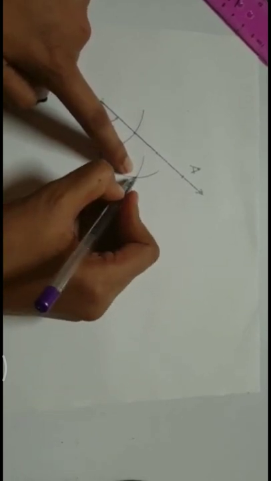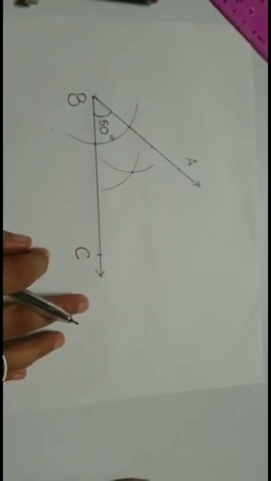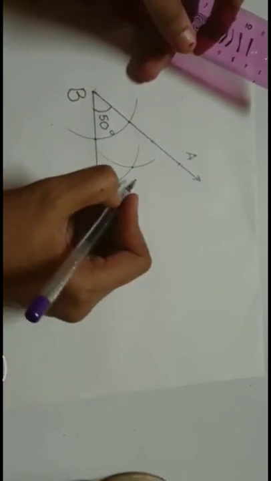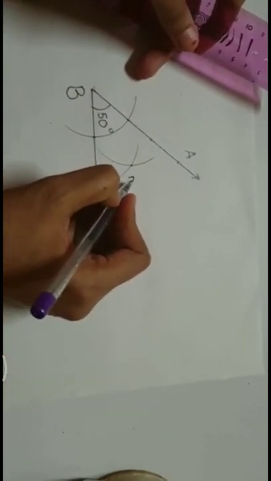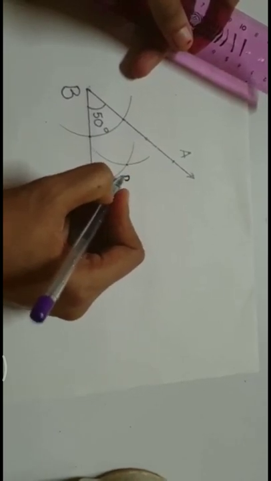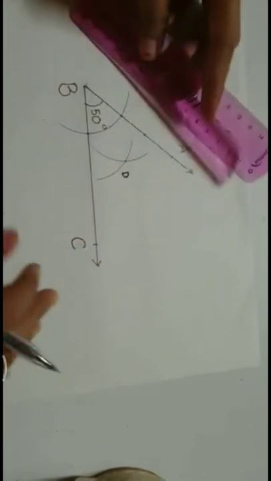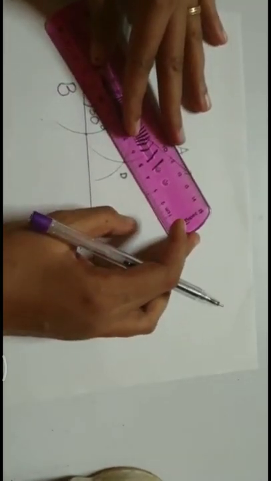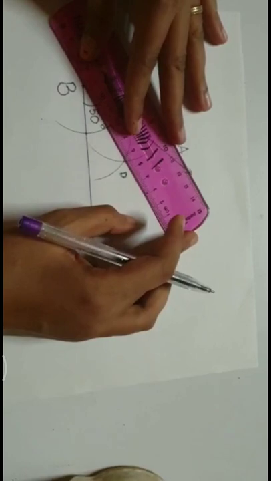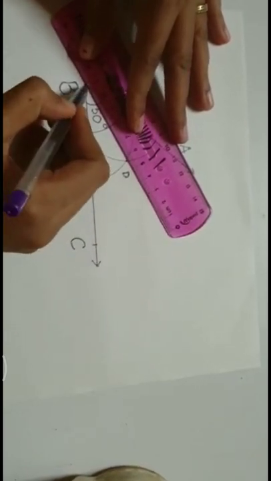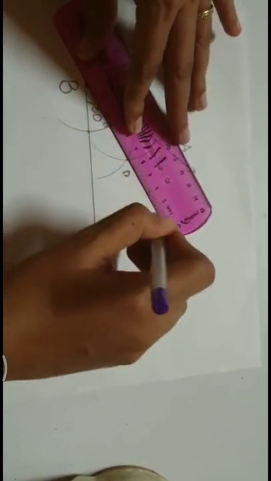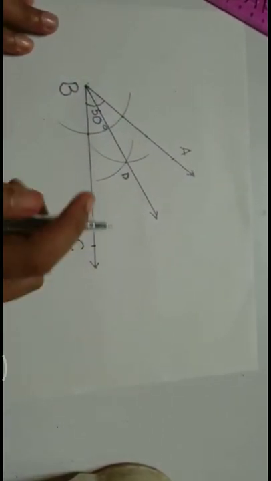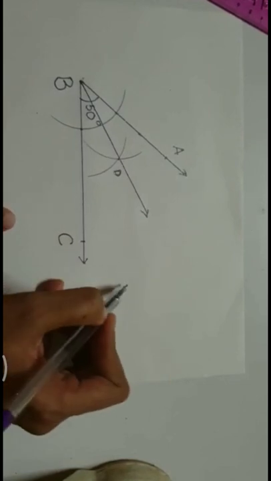Now mark the point of intersection. Yes, the point of intersection. You are going to name it as point D and then join the vertex B to point D. This divides the angle into 2 equal parts. The ray which emerges from here, that is the ray BD, divides the angle into 2 equal parts.